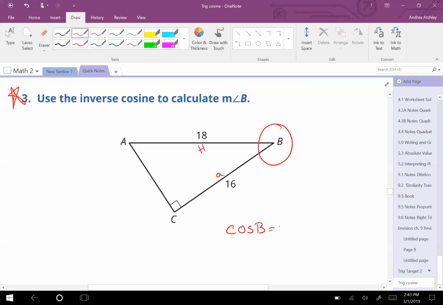Would you try to simplify 16 divided by 18? You don't need to. You can, you don't need to, though. So then would you just cross multiply? No. You want to get the B by itself. Oh, so 16 over 18 divided by cosine? No. You can't divide by cosine. You have to take the whole thing. How do I get rid of cosine? Inverse cosine.